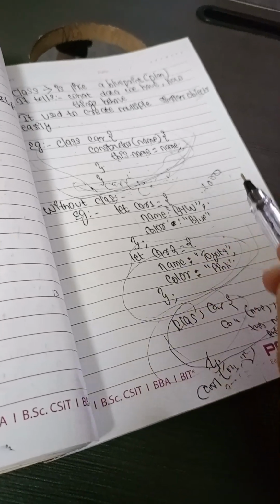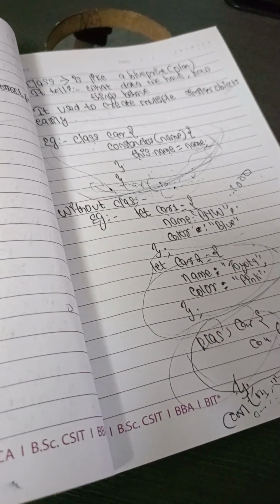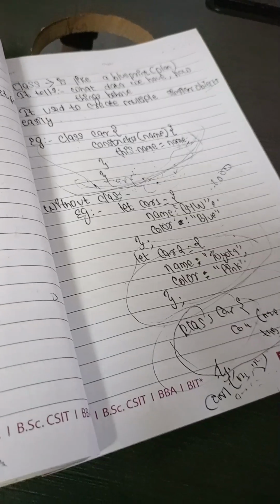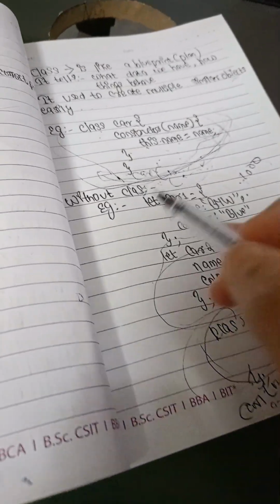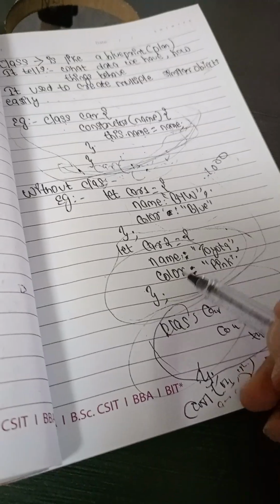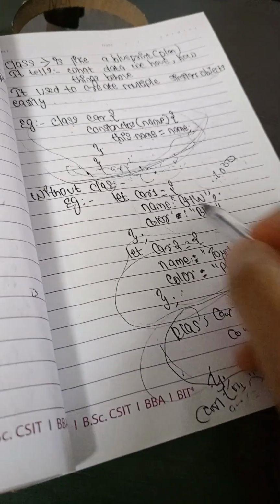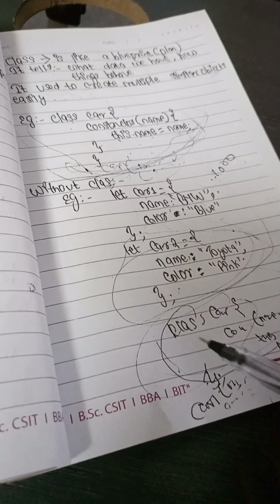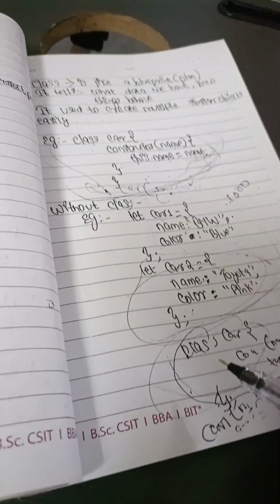So this is why a class is needed, and it gives better organization. A class keeps everything in one place, data and functions, right? So it is clean and structured code.